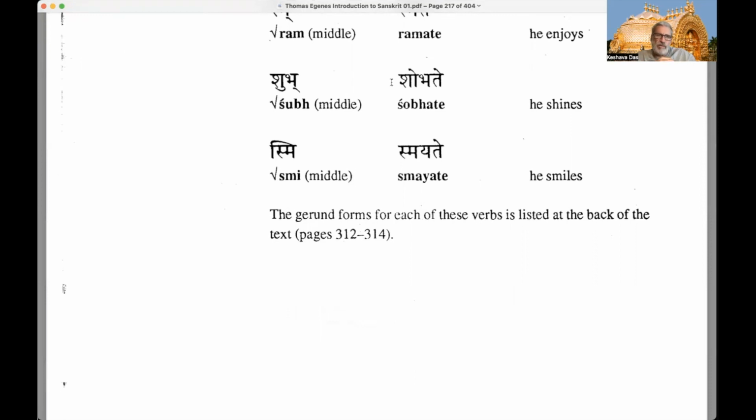So we have now shub, where the u in shub becomes o by application of guna. We get shob. Shub is the root, shob is the stem, and we add te to it because it takes middle endings. We get the third person singular present tense, middle ending, he shines, shobate.